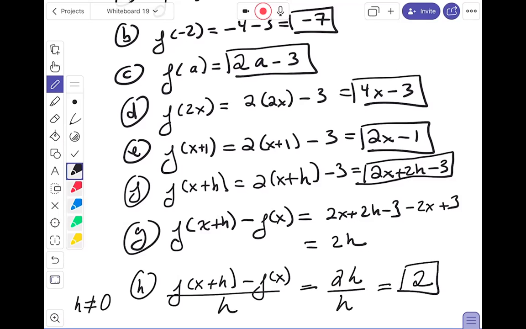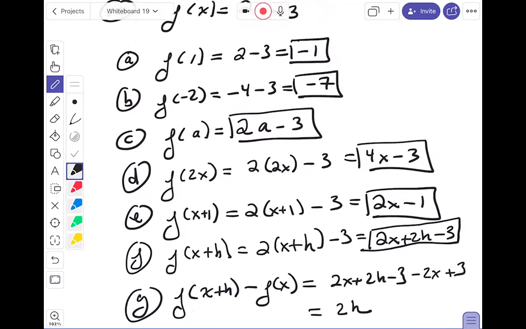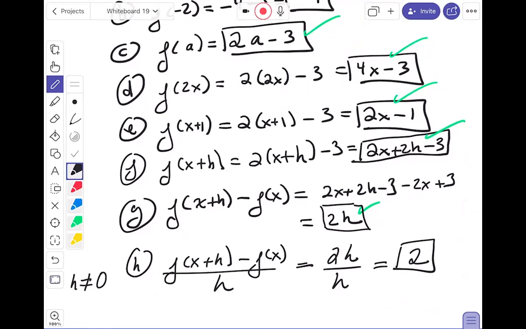All right, I'm going to point out, you really want to look at the answer key. I read it, mistakes happen. Let's go back over it. Minus 1, minus 7, 2a minus 3. Let's look at the answer key. 4x minus 3, 2x minus 1, 2x plus 2h minus 3, 2h. Whoops, I forgot to put a box on it. I think we're done. Oh, no, I'm sorry, we're not done. There's another problem there. I'm sorry about that. The last question, which was H, and that says 2. All right, we did it.